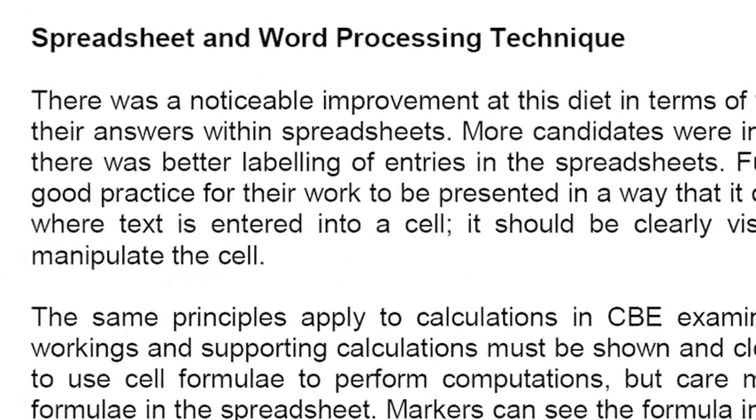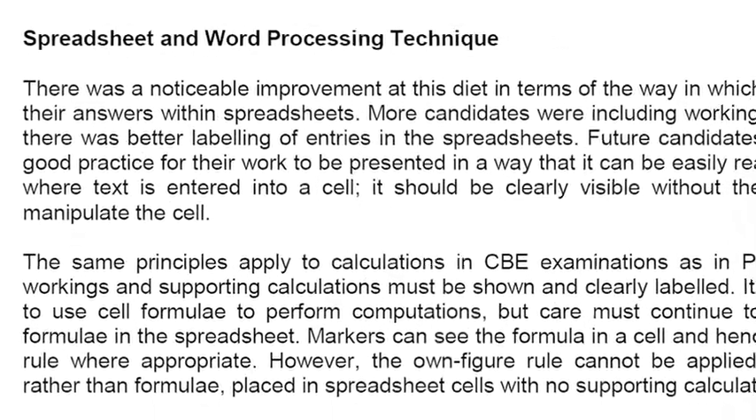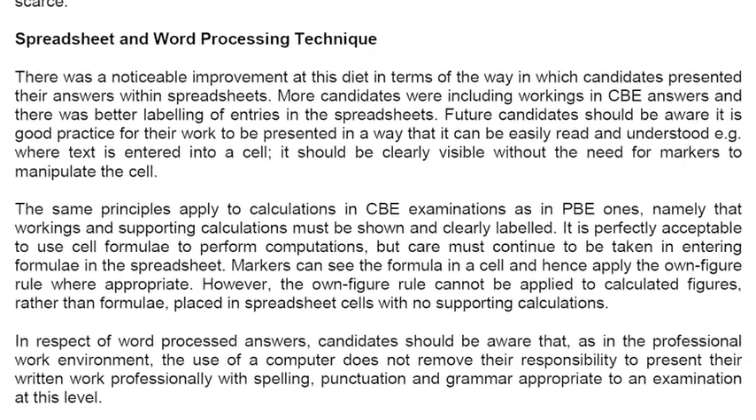Now, just to finish off on spreadsheet and word processing technique, because increasingly this exam is computer based. The examiner says that candidates are getting better at making sure their computer based assessment answers are better labelled so that the markers can follow what's going on, and to keep that up really. For example, if you've got 0.12 in one cell, don't expect the marker to know that that's a 12% cost of equity in that cell. You need to label the cell next to it just to say what's actually in there.